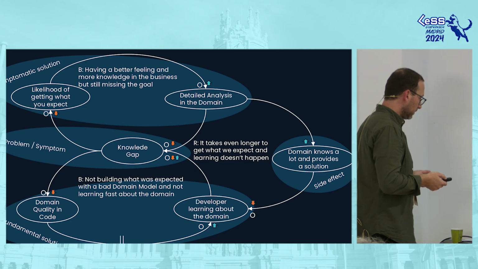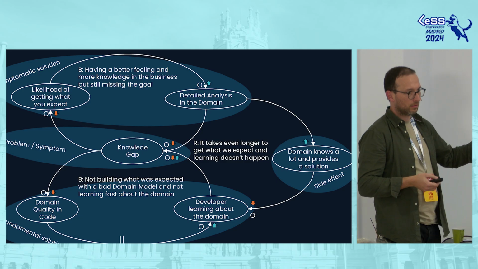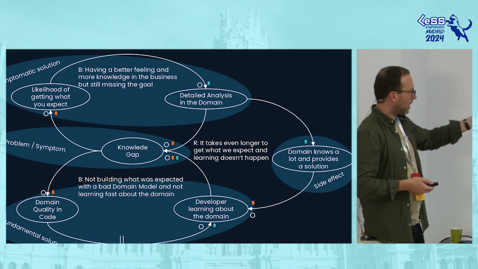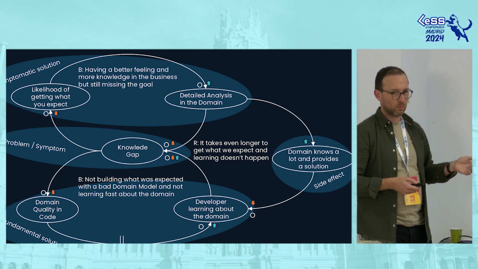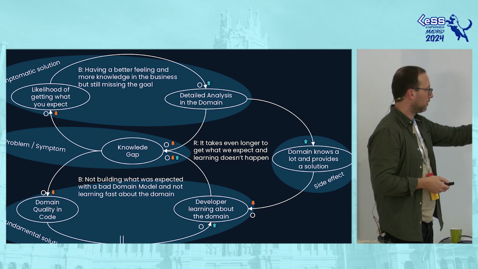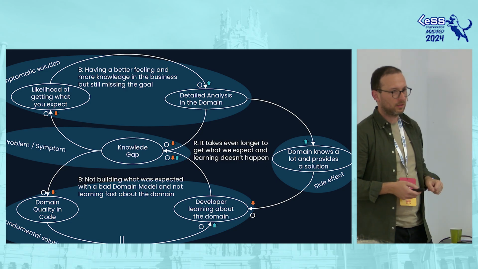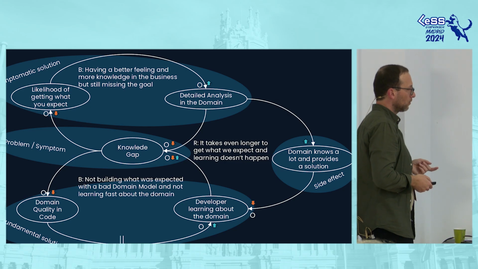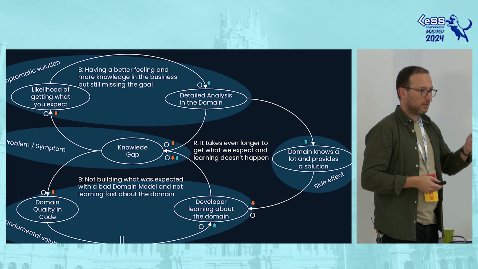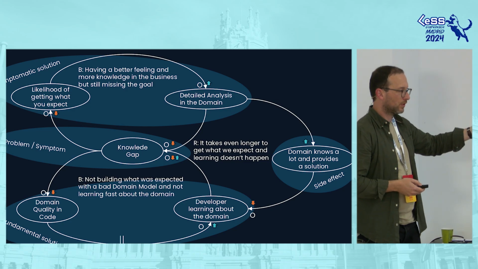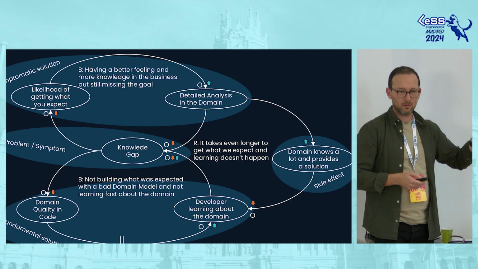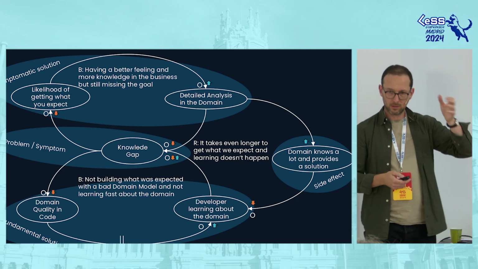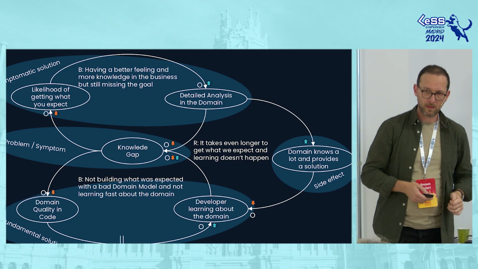On the other hand, we have the code, and we learned from the Whisperers game that the domain quality in code is maybe not the best one. So if we have a knowledge gap, the domain quality in code goes down. And if the domain quality in code goes down, it takes even longer for developers to understand the domain. But they still do. Yeah. The domain knowledge in code?